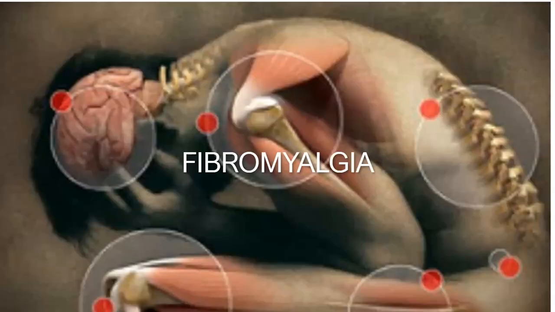Fibromyalgia. Fibromyalgia is a very common type of autoimmune disease. It's characterized by fatigue, diffuse muscle pain and stiffness, often problems with sleep, and you have several tender points on physical examination. So the American College of Rheumatology has stated that fibromyalgia is not a rheumatic disease.